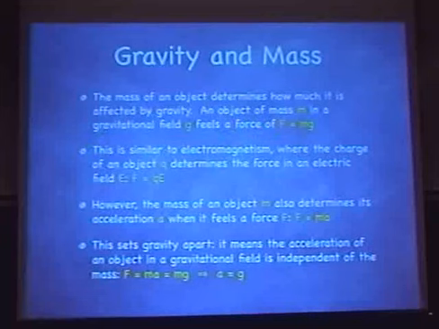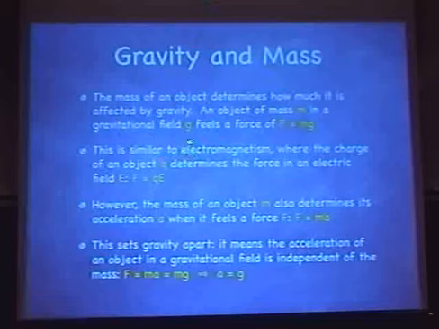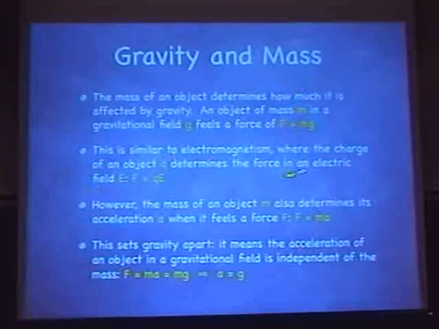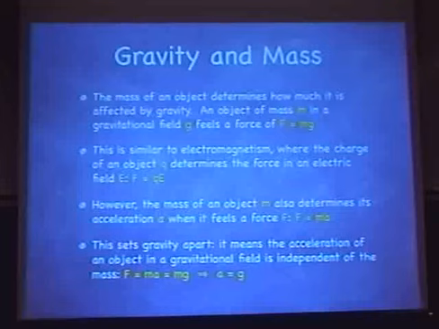Most of us probably have heard that what determines how much two particles or two objects gravitationally attract is how much mass each has. The mass of an object determines how much it is affected by gravity. And in particular, an object of some mass m in a gravitational field g feels a force F equals mg. More mass, more force on it. Linear relationship.